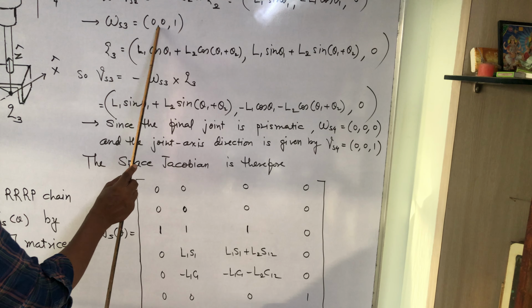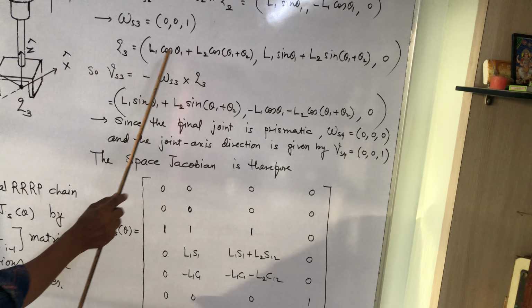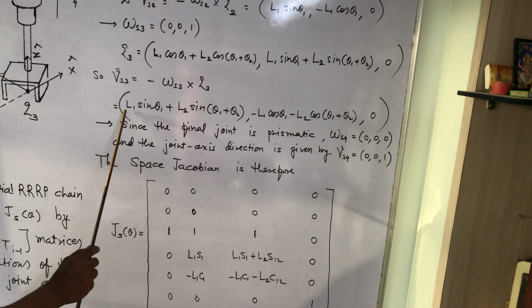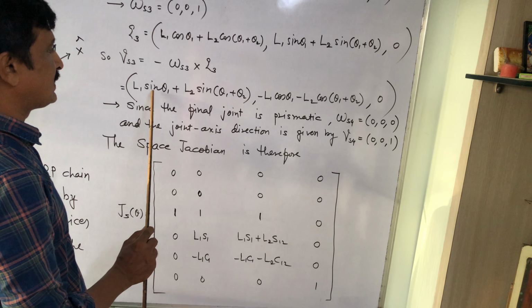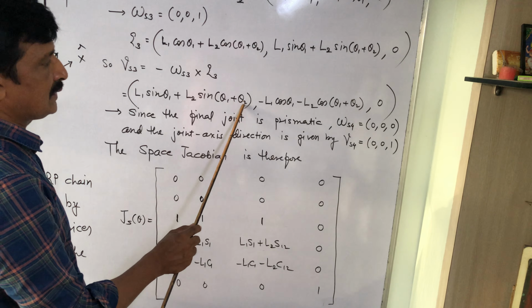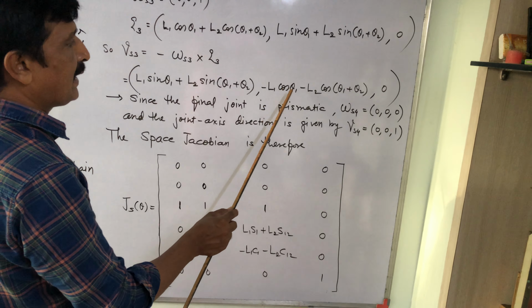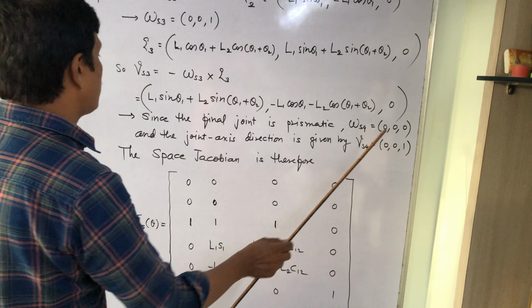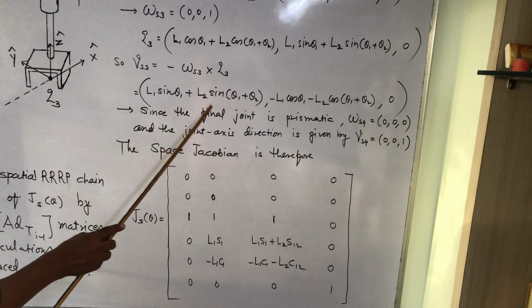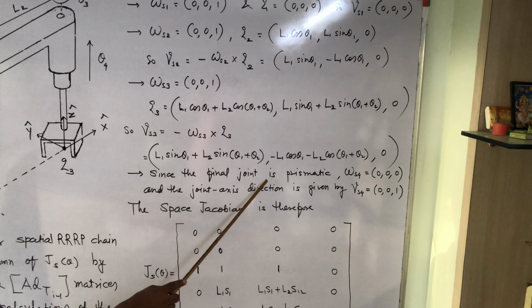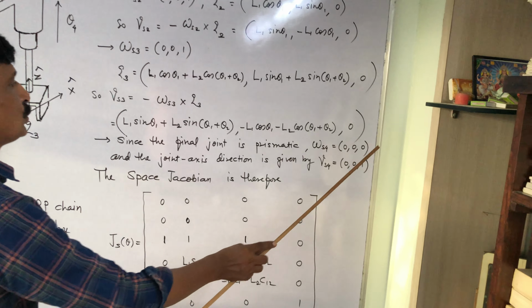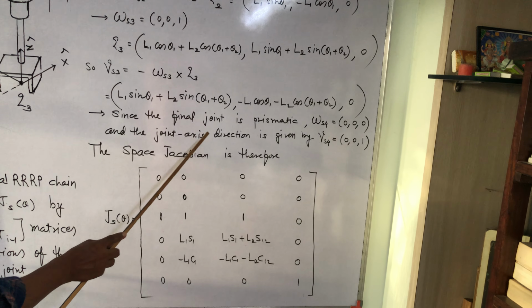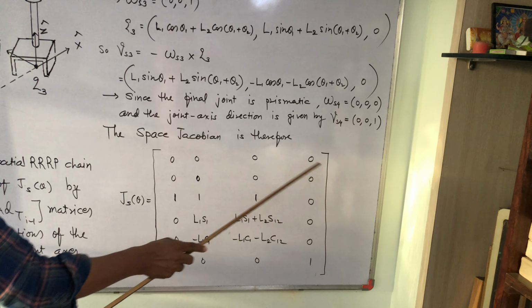Taking the cross product with the minus sign, we get the x coordinate L1 sin theta 1 plus L2 sin of theta 1 plus theta 2. The y coordinate is minus L1 cos theta 1 minus L2 cos of theta 1 plus theta 2, and the z coordinate is 0. Since the final joint is prismatic, omega s4 is 0, 0, 0 and the joint axis direction is given by vs4 is 0, 0, 1.